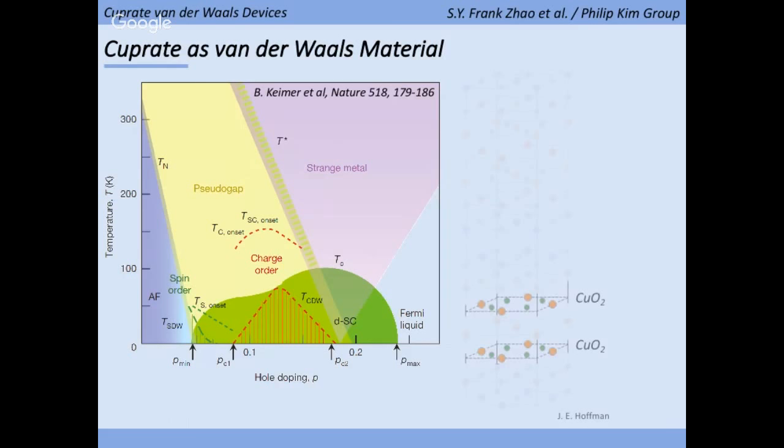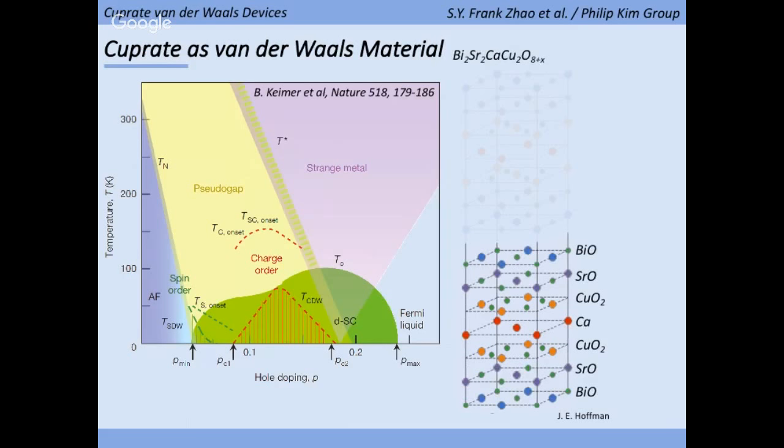Structurally, what these materials all have in common is that they all have these copper oxide planes, which we believe are conducting, separated by insulating layers. There are many different choices for these insulating layers. Depending on which you use, you can get a wide variety of different materials, and that will change the details of what the phase diagram looks like. But generally, the phase diagrams all look very similar between these materials.